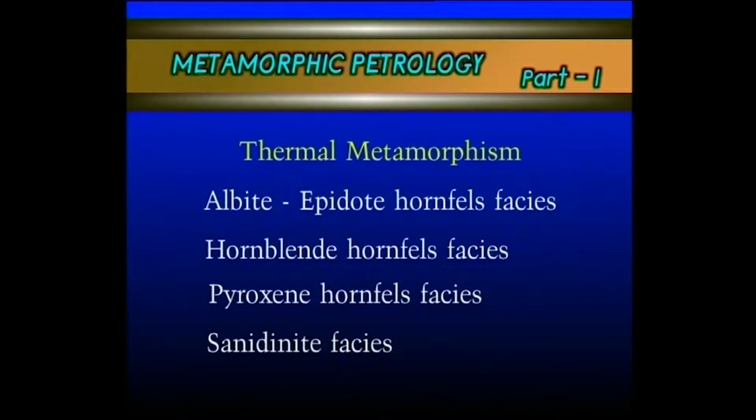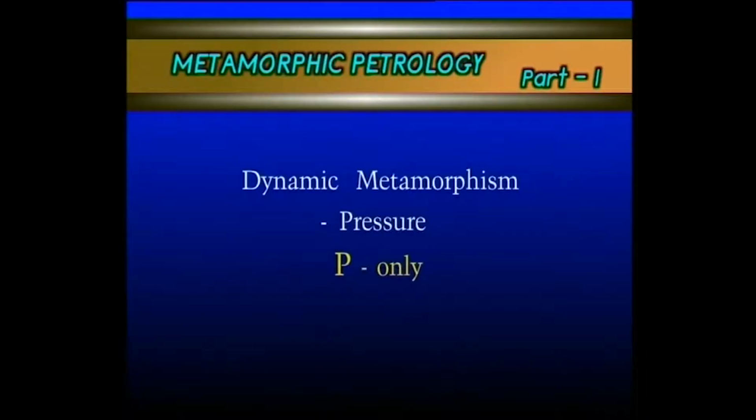If we see the different metamorphic facies, during thermal metamorphism four important facies are formed: albite epidote hornfels facies, hornblende hornfels facies, pyroxene hornfels facies, and sanidinite facies. The sanidinite facies normally occurs in the immediate vicinity of the intrusive rocks, and the albite epidote hornfels facies normally occurs at the outer fringe.